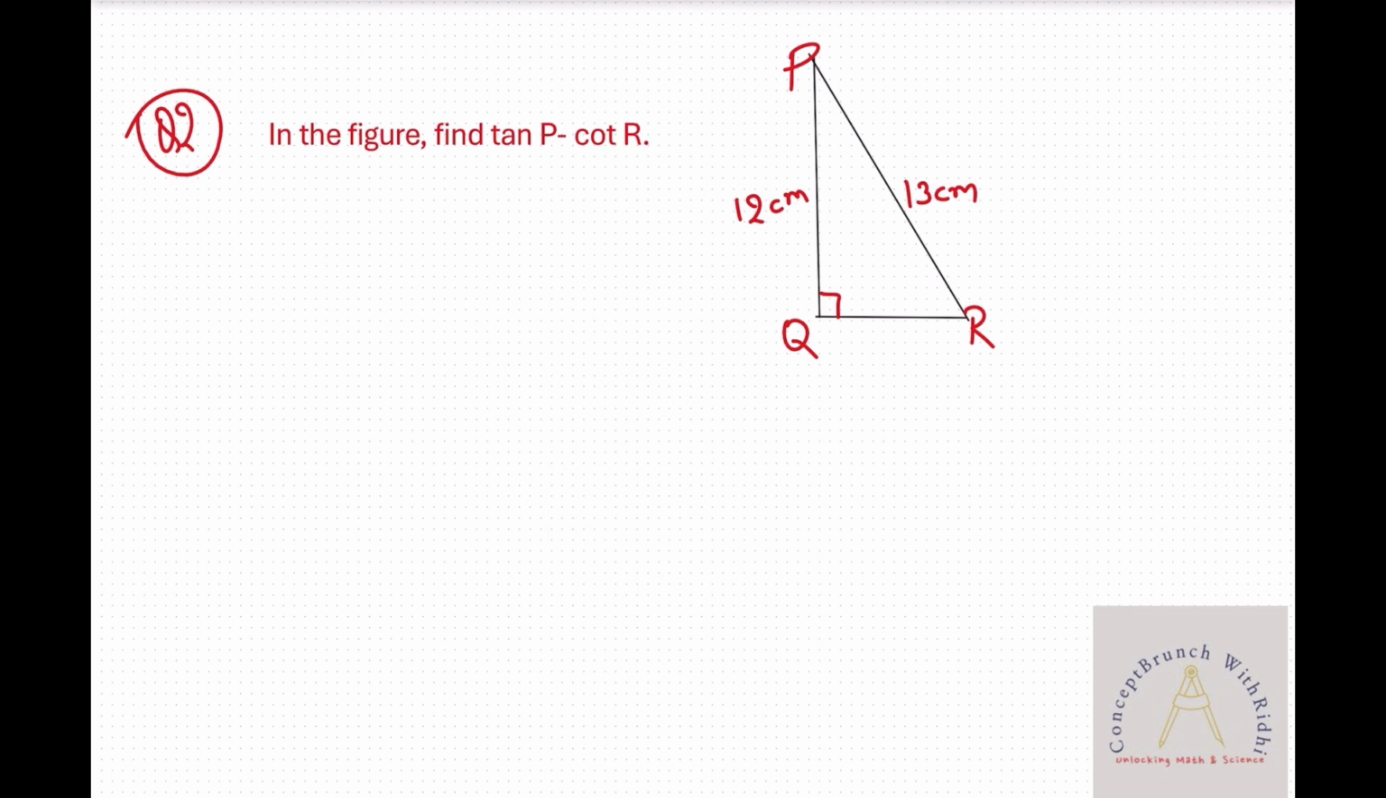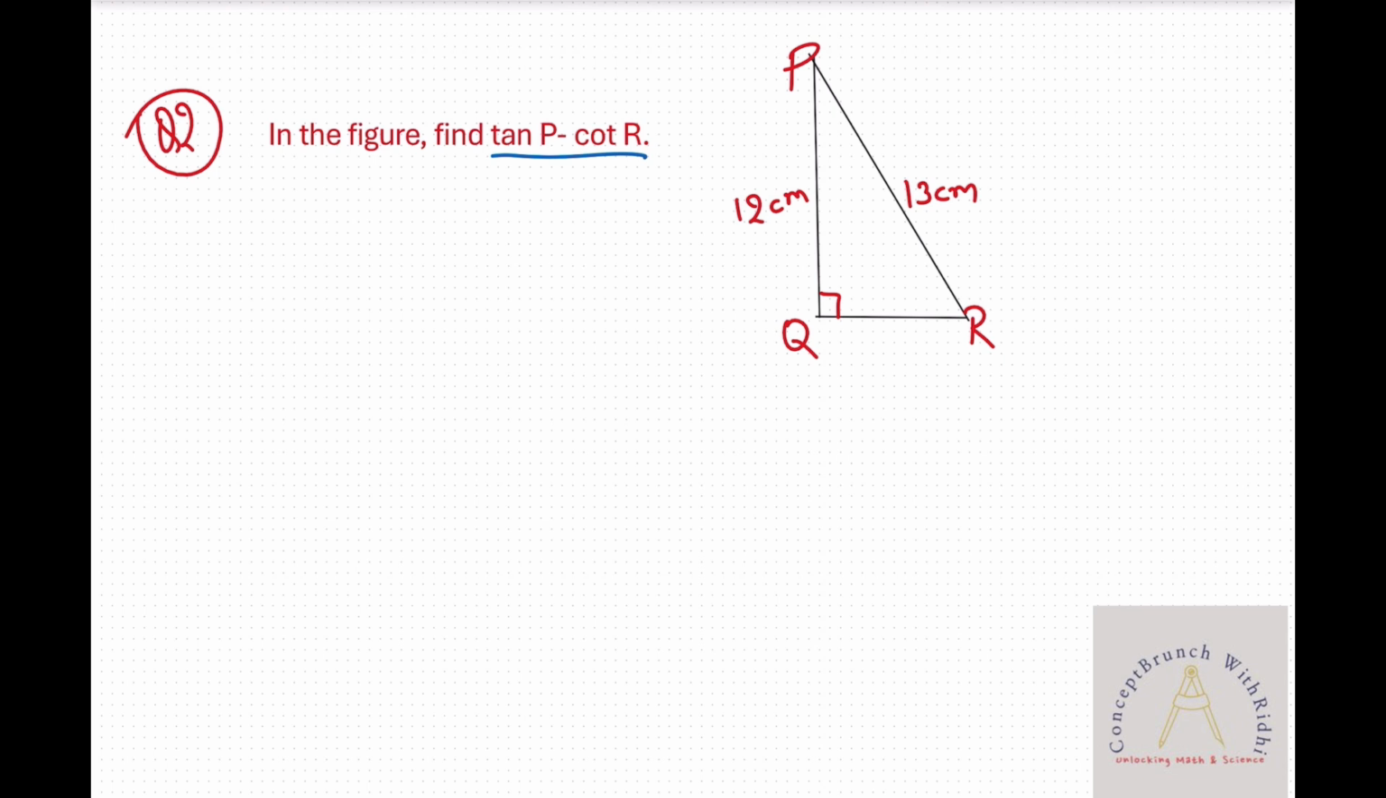So our next question is this. In this figure, we have to find tan P minus cot R. In the diagram, you can see everything. Again, we have to apply the Pythagoras theorem to find out QR because this is the missing side.